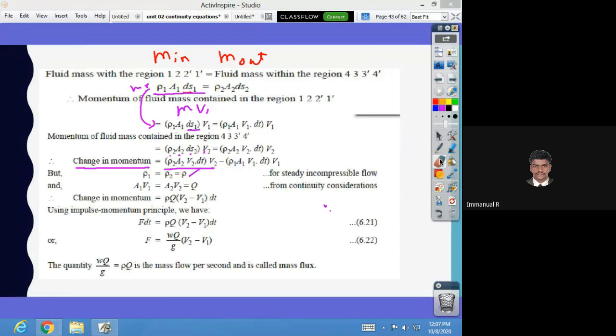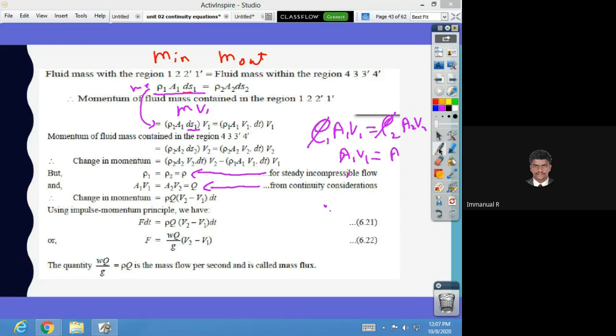For the incompressible flow also, our density value will be constant. So for the steady incompressible flow, my density value will be constant. And then from continuity consideration, my continuity equation will be rho A V. So rho 1 A1 V1 will be equal to rho 2 A2 V2. So for the steady incompressible flow, rho gets cancelled because rho 1 equals rho 2. So A1 into V1 and A2 into V2 will be available here. So this is from the continuity equation consideration.